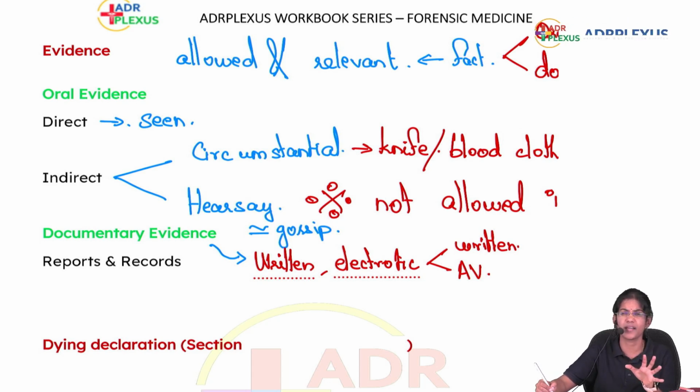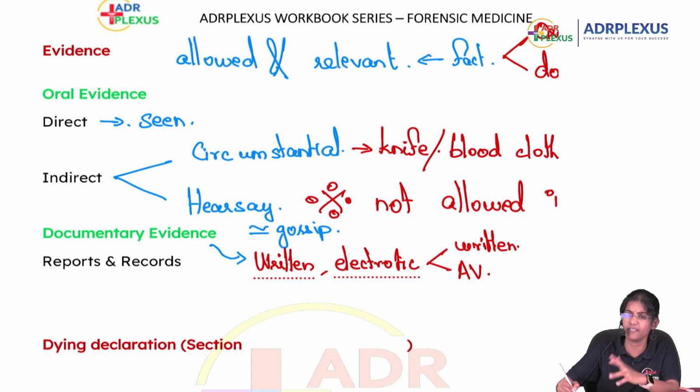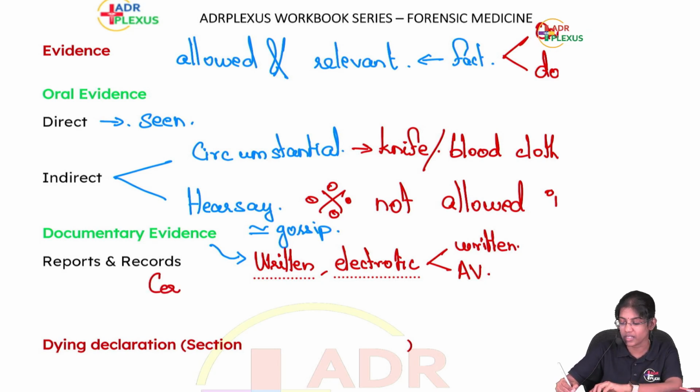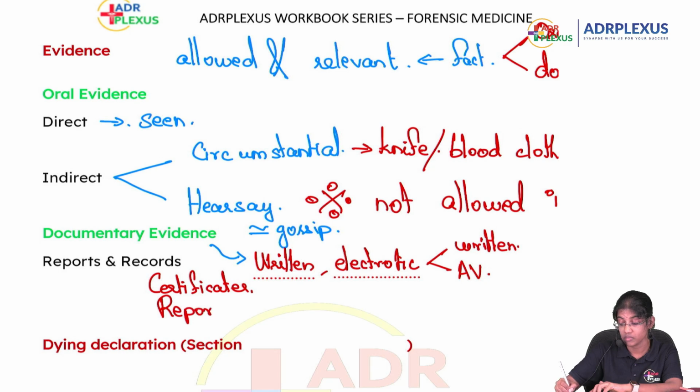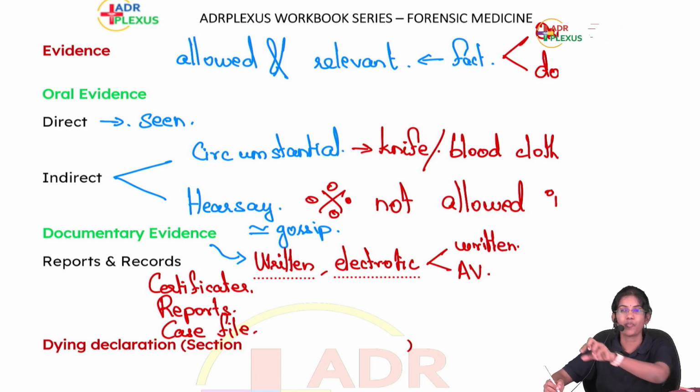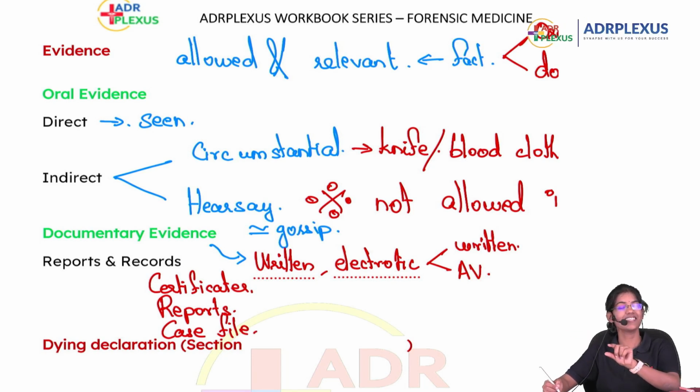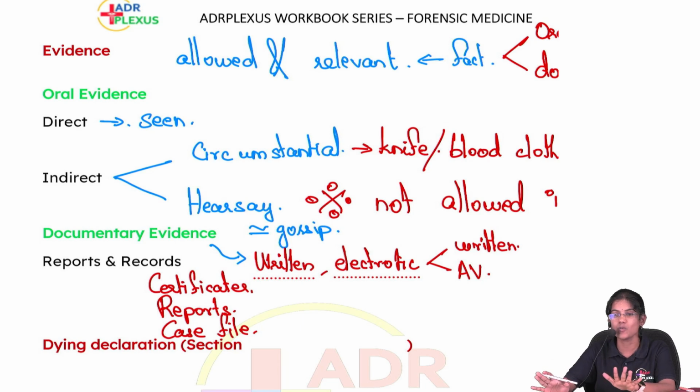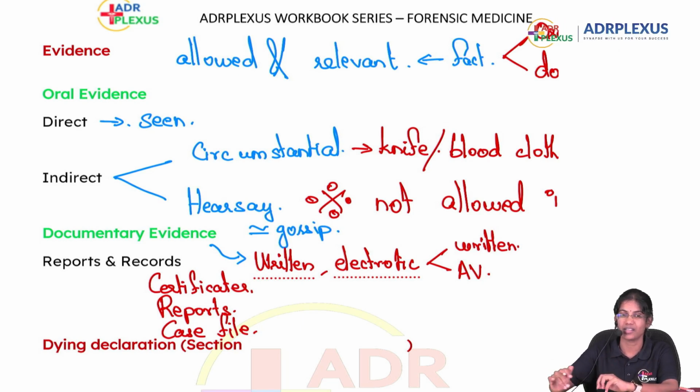Okay, what all can be allowed in the court? For us, for doctors, they can allow any of our certificates, any of our reports, any of our case files. Writing at the bottom of a case file saying that this is not for medical legal purposes is of no use at all. Any case file can be used in court as evidence.